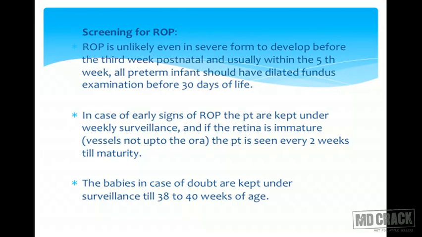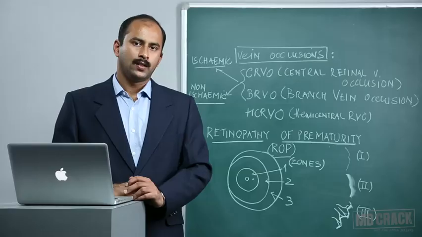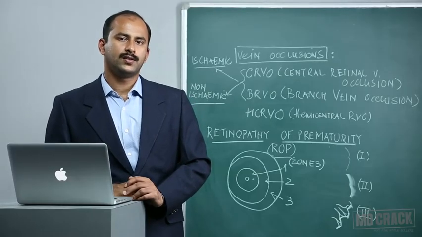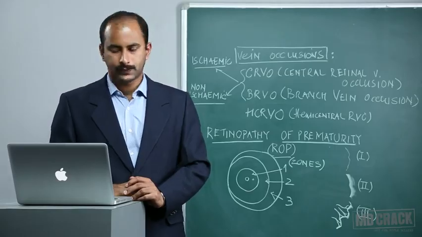Retinopathy of prematurity is unlikely, even in severe forms, to develop before the 3rd week postnatally and usually within the 5th week, if at all. So it is very important for us to screen all the children within 3 to 5 weeks of birth.